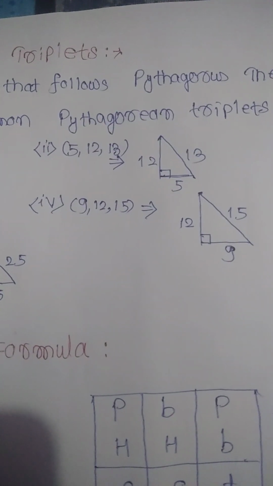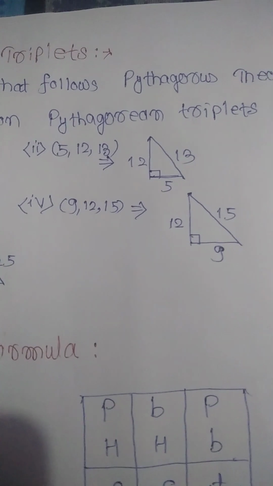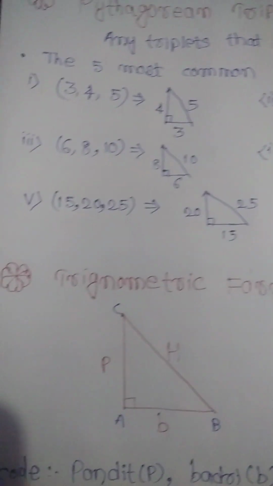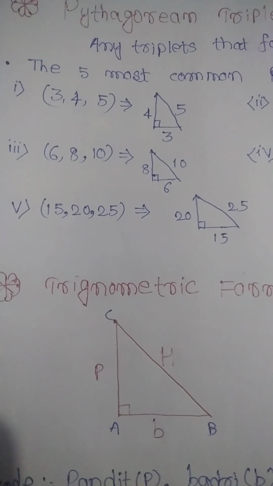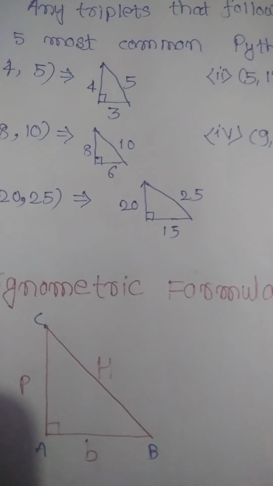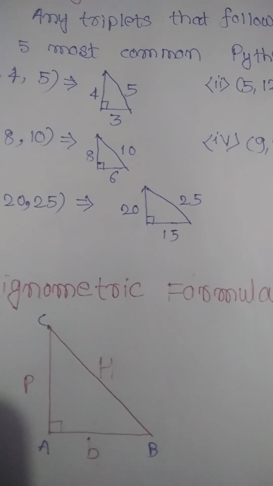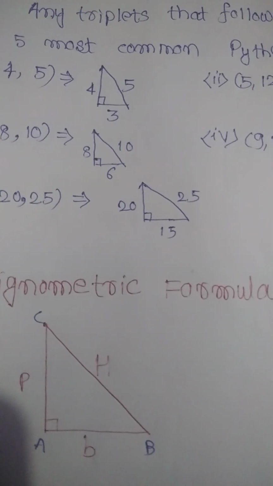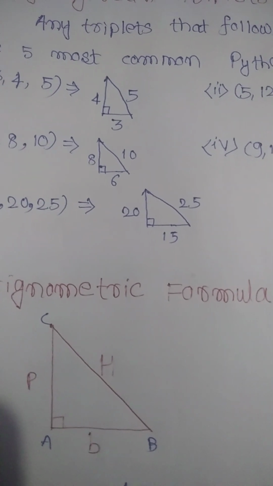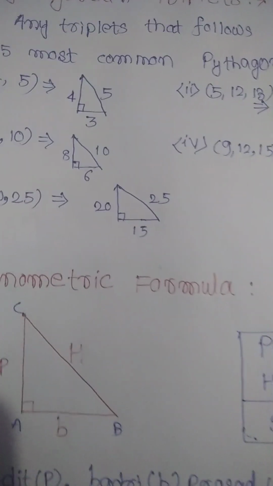Next the Pythagorean triplet is 5 12 13. Base is 5, perpendicular is 12, and the hypotenuse is 13. Next, the third Pythagorean triplet is 6 8 10. The base is 6 and the perpendicular can be 8. It can be vice versa, like the base can be 8 and the perpendicular can be 6, but it is obvious that the hypotenuse must be 10.